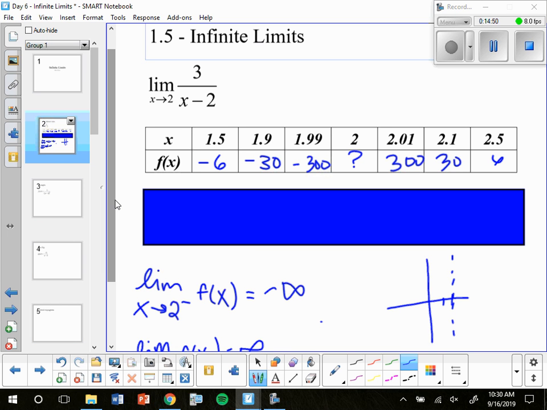As I approach 2 from the right, what's happening? I'm going to positive infinity. And then we'll talk more about horizontal asymptotes. And as I approach 2 from the left, what's happening? Negative infinity, and it goes like that. So we could have graphed that function already, but now we saw what those limits did by plugging in values.